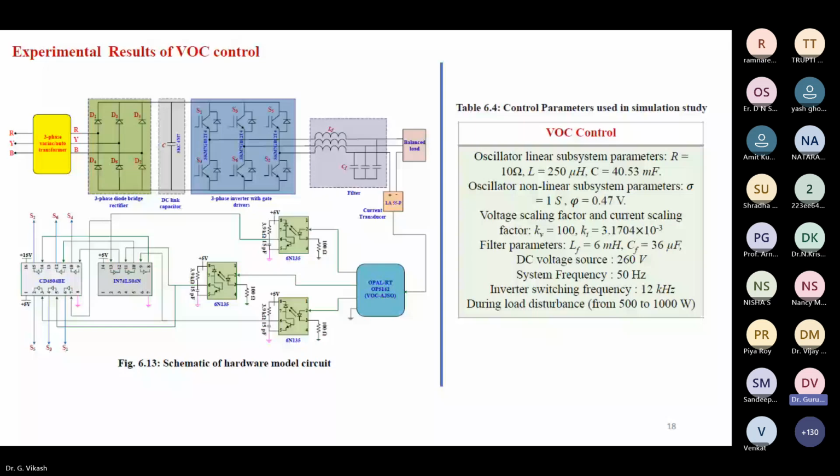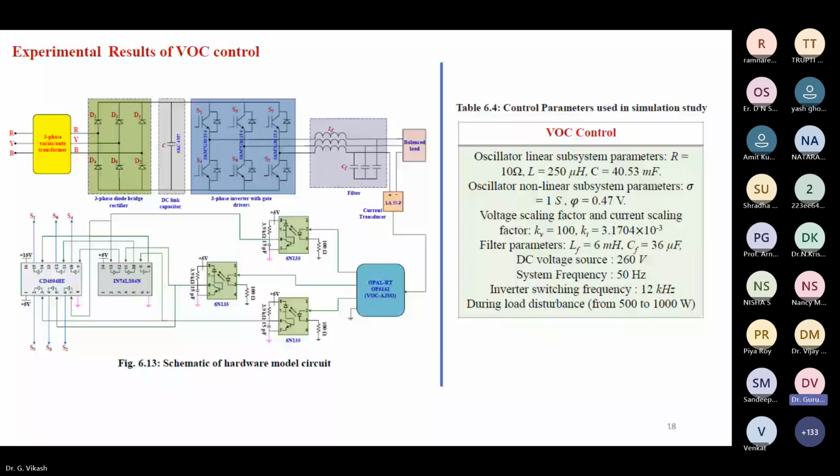For injecting the current into the OPAL-RT, we need analog inputs. The OPAL-RT has some 16 or 32 analog inputs, but in my case just one analog input is sufficient. I have connected the current feedback signal to the analog input. Then the OPAL-RT gives some PWM signals.